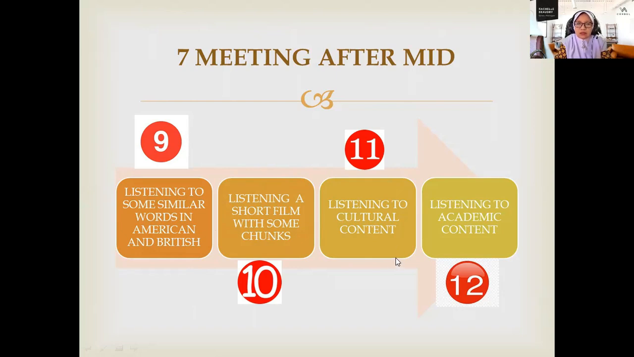And then on the 11th meeting, you are going to listen to cultural content. So the listening here will discuss a film with cultural content. The culture will be from a different country. I will try to choose the country and you are going to learn from this about the cultural content.